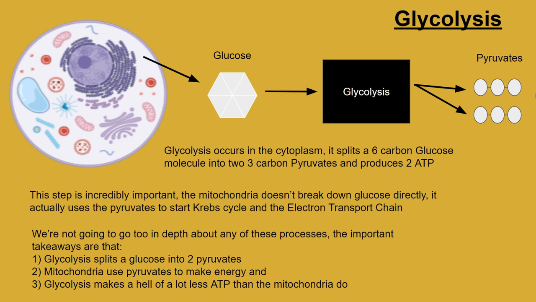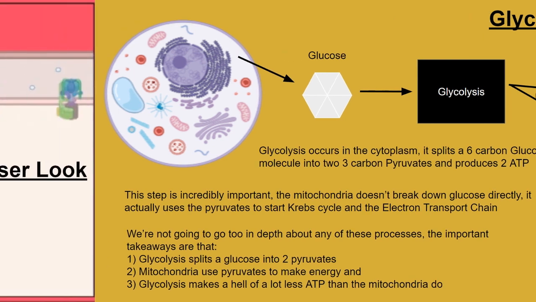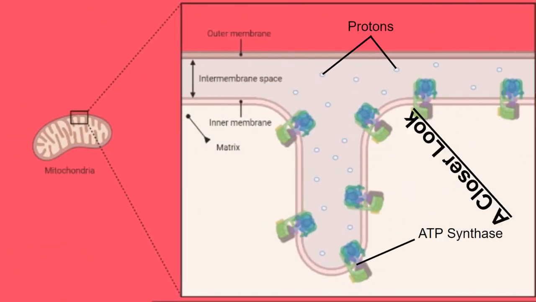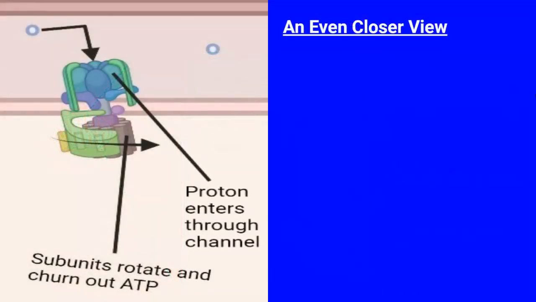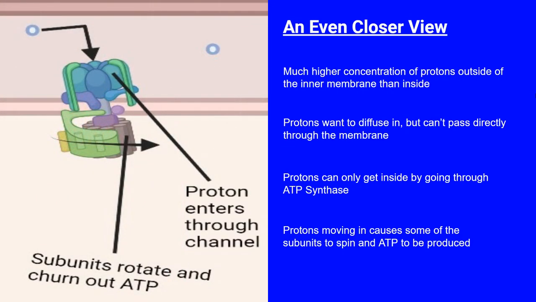There are two processes in the mitochondria that make energy: Krebs cycle and electron transport chain. Both of these processes remove a lot of protons and pump them into the intermembrane space. Since there's a way higher concentration of protons outside the inner membrane, the protons want to diffuse back into the matrix, but they can't get through the membrane. The only way they can get back inside is through a protein called ATP synthase. ATP synthase lets protons flow in, which causes some of its subunits to spin. Every time these subunits spin, an ATP molecule is produced.